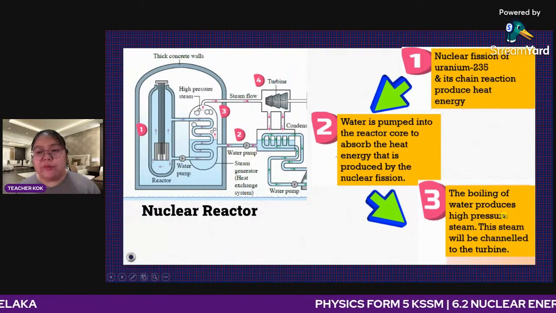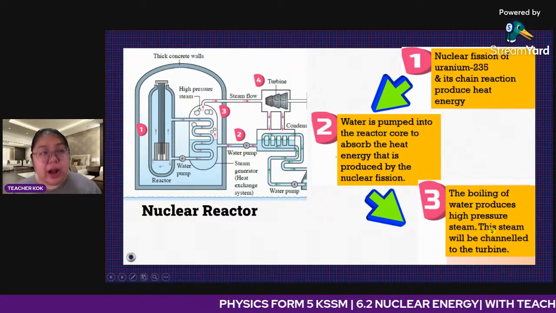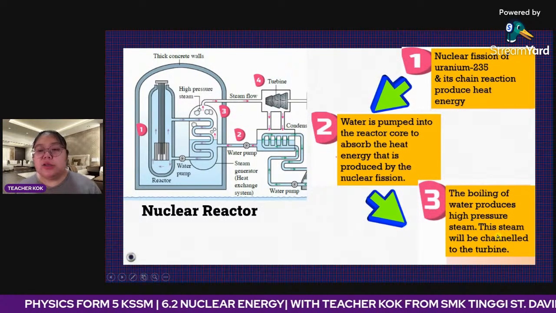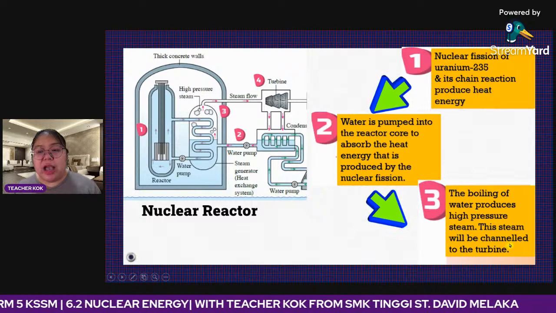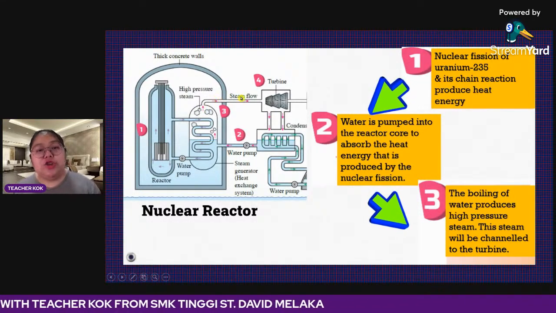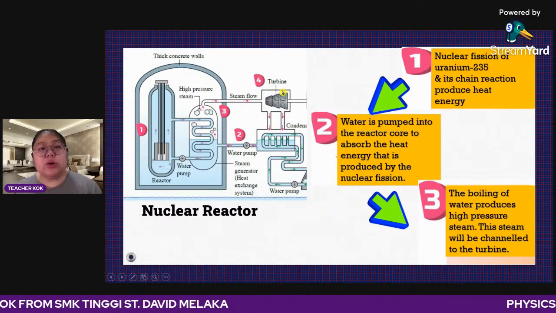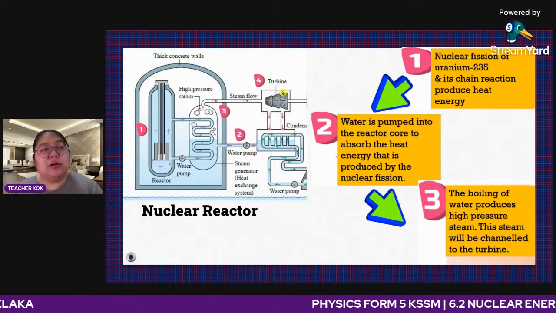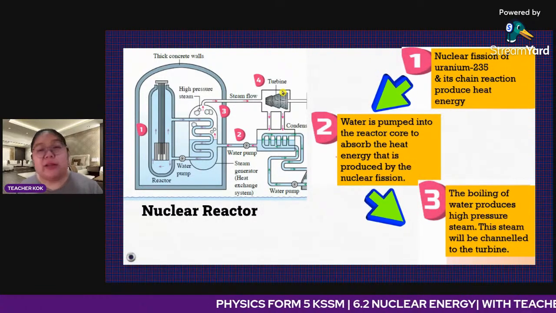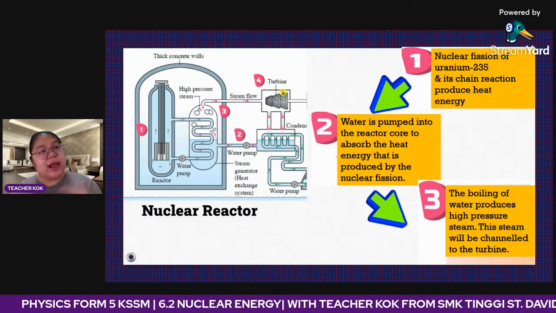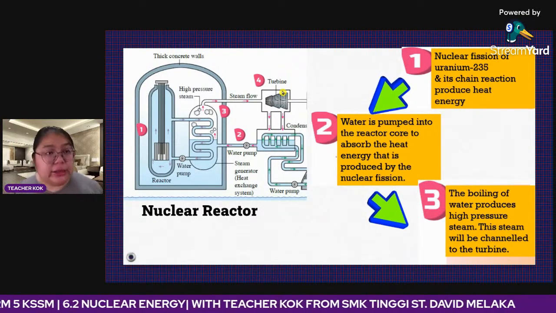So the boiling of the water produces high pressure steam. This is high pressure steam. This steam will be channeled to the turbine. They put a tube and join it with the turbine. So this is the first part, the nuclear reactor. After the reactor until the turbine, the next part should be the generator.